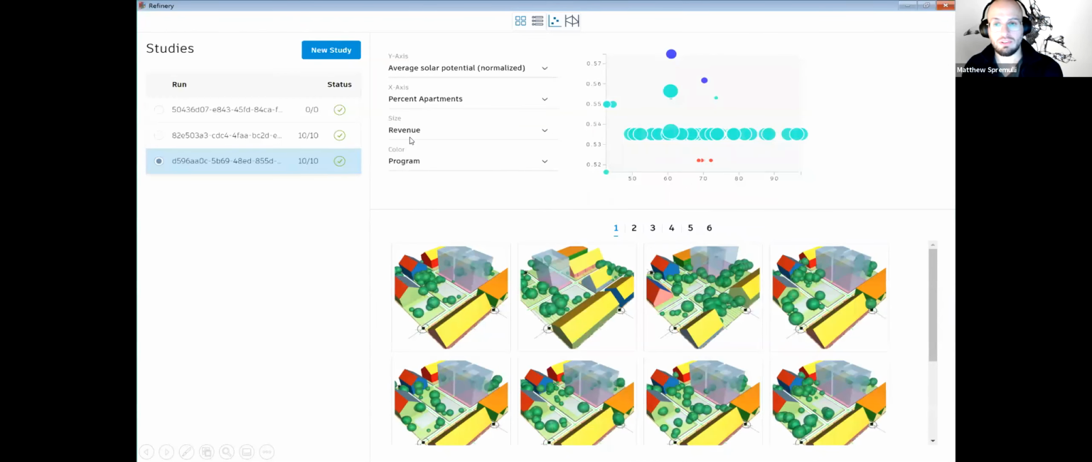This is now what it looks like as a real project. Again, this is moving away from research and moving into product. So if you have played with Dynamo and Refinery, this is exactly what you will see. You will see the graph and be able to change the color and the size and the X and the Y. You can also visualize things with a parallel coordinate plot, and you can see all the designs when you click on them.